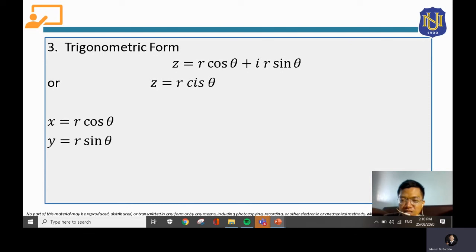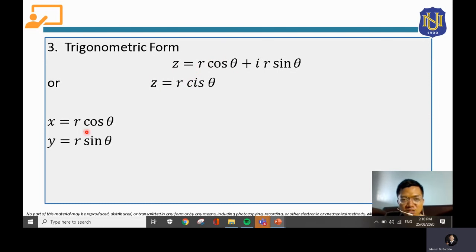The next form of complex number is actually the trigonometric form. Your trigonometric form is expressed as complex number z is equal to r cosine theta plus i r sine theta, wherein r again is your magnitude or modulus of z, and your theta is your argument. It can also be expressed as z is equal to r cis theta.